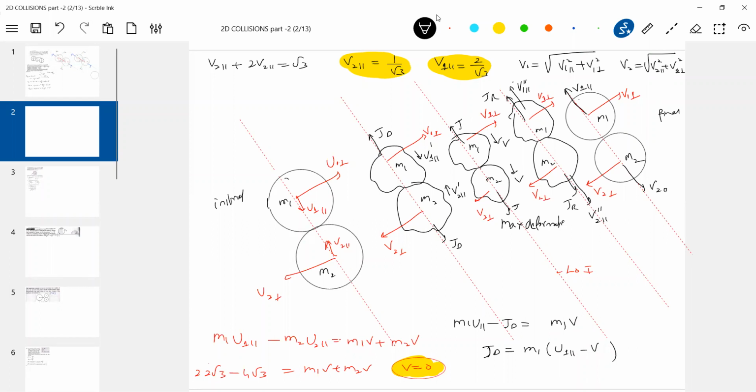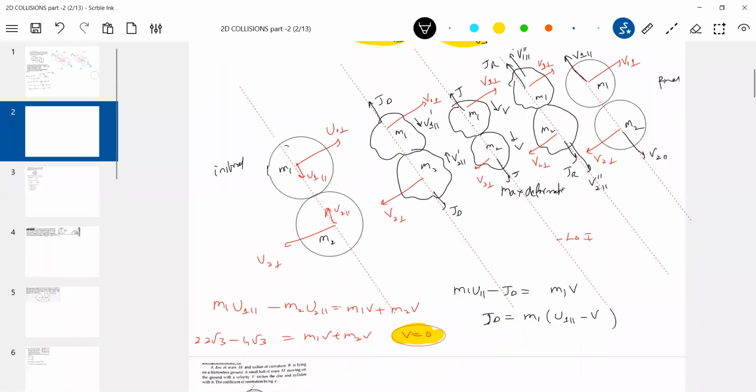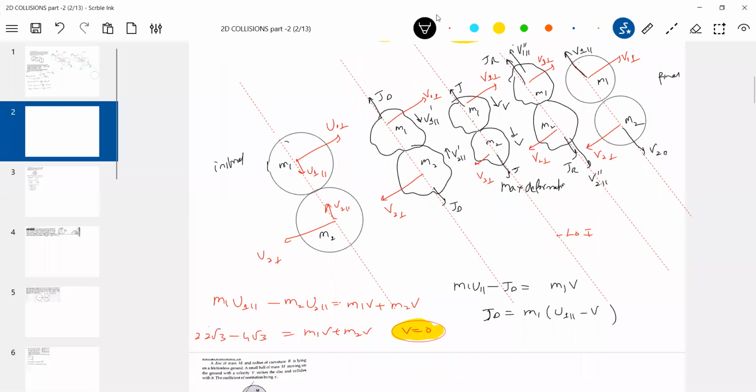Maximum deformation is what? Impulse of deformation will act here. What is impulse of reformation? You can pick up anything. So let me take the same M1 only. I need a space.